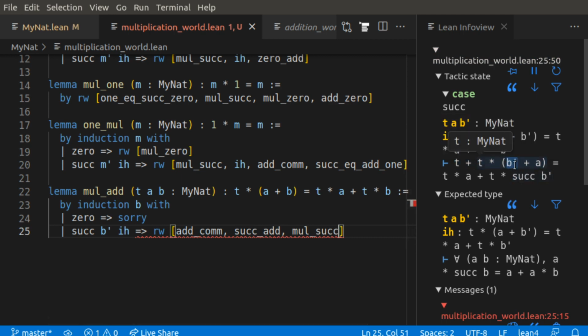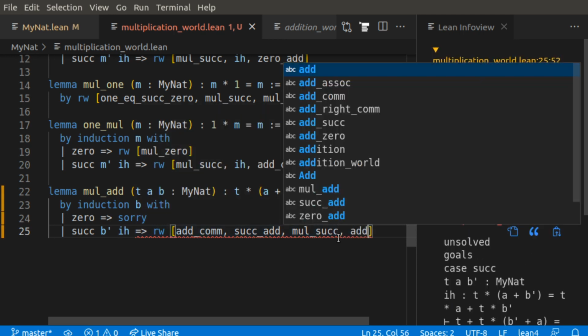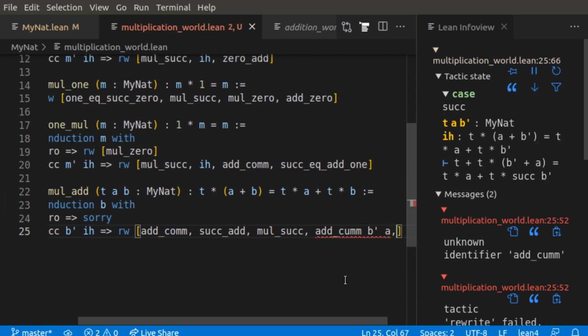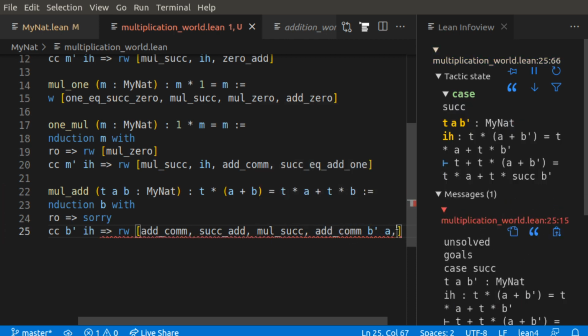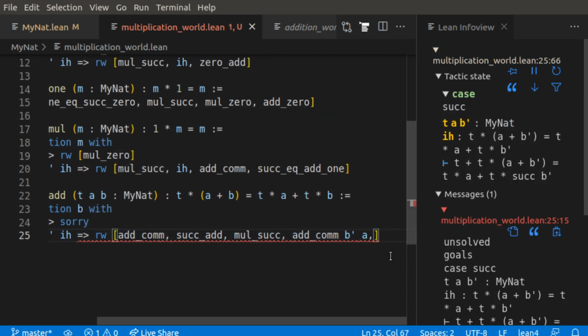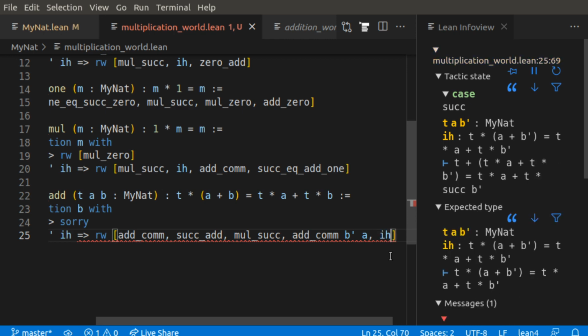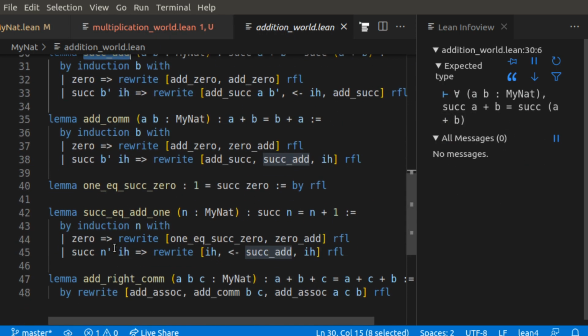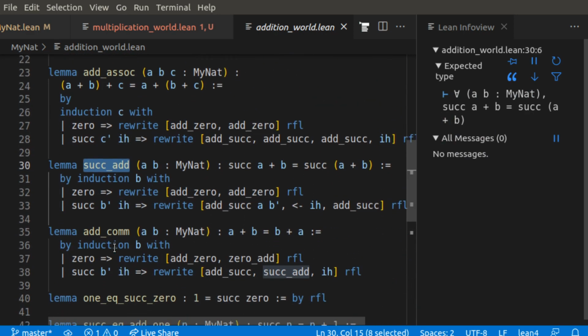T times B prime plus A. I guess we can add commutative B prime A. And then we can apply our inductive hypothesis. Okay. That's getting us somewhere. Now I want to move the parentheses. How do I move parentheses?